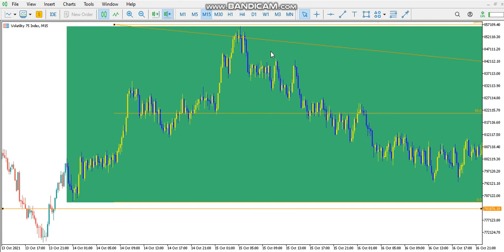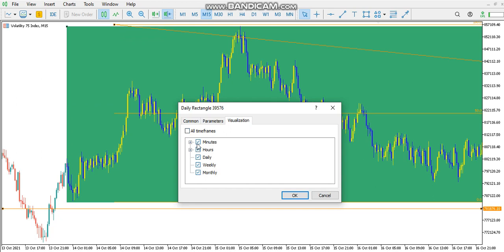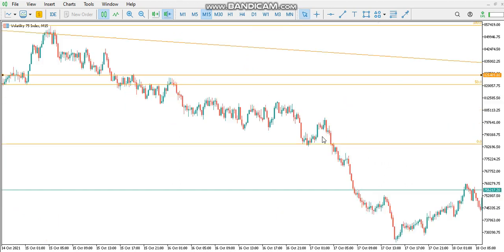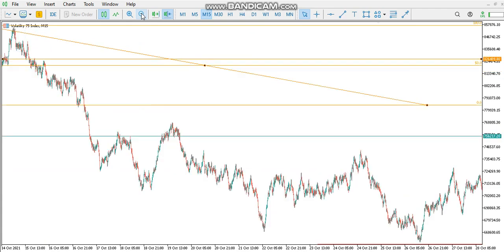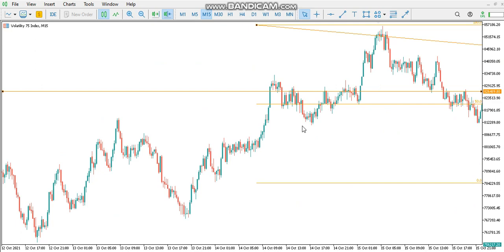This is D1. All this is D1. So I have to take off this rectangle. Now it must go to D1 only. So we have to look for the imbalances and the equal highs here, so that if ever we see that, then we do have a reason why we say price will come up here. Okay, so let's check that now.